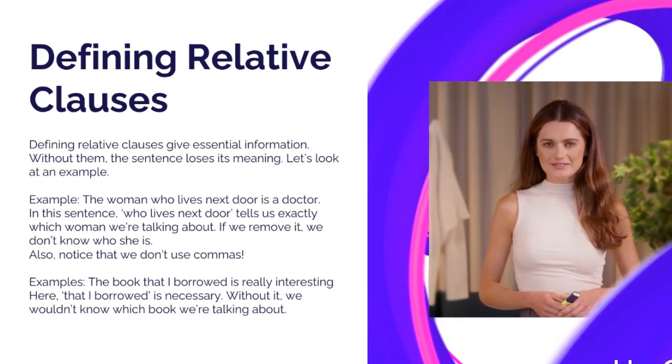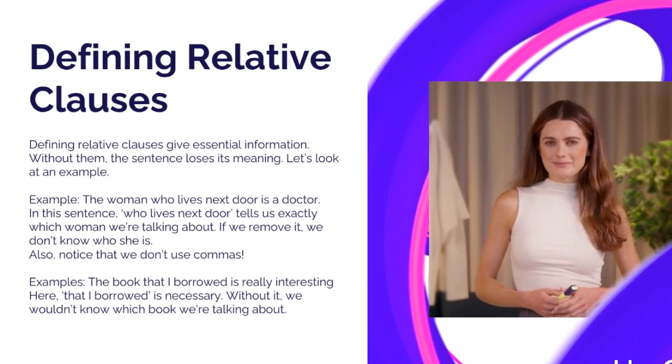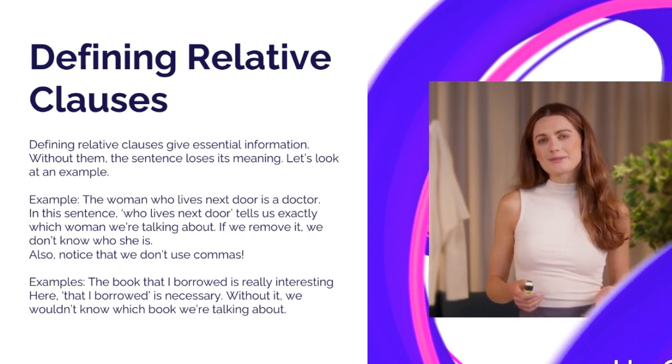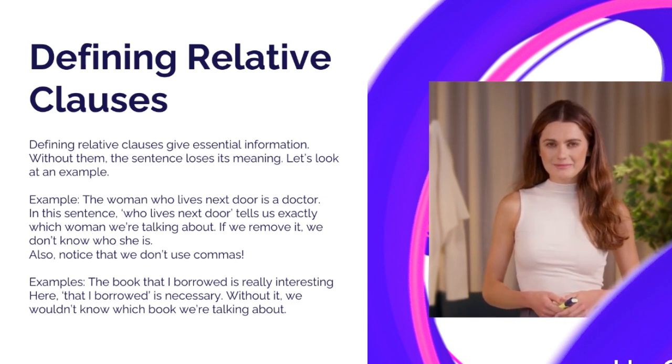Defining relative clauses give essential information. Without them, the sentence loses its meaning. Let's look at an example. Example: the woman who lives next door is a doctor. In this sentence, who lives next door tells us exactly which woman we're talking about. If we remove it, we don't know who she is. Also, notice that we don't use commas.